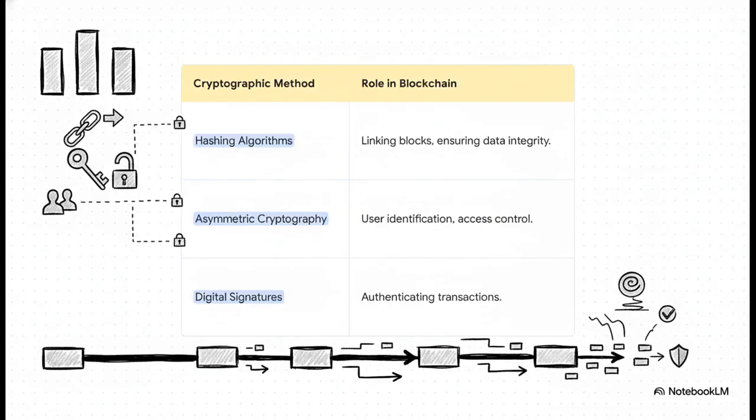So let's put it all together. You basically have 3 cryptographic pillars holding everything up. Hashing algorithms link the blocks and guarantee the data's legit. Asymmetric cryptography, that public and private key combo, is how we identify users, and digital signatures are what authenticate every single transaction. Together, they create this fortress of security and trust.